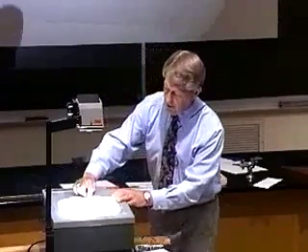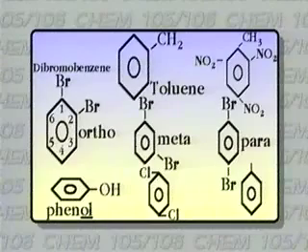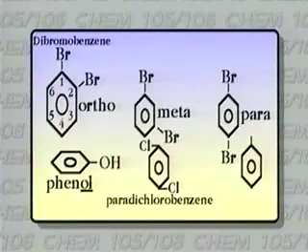Now the one in the center here with the 2 chlorines, this one would be called para-dichlorobenzene. Para-dichlorobenzene, this one right here.